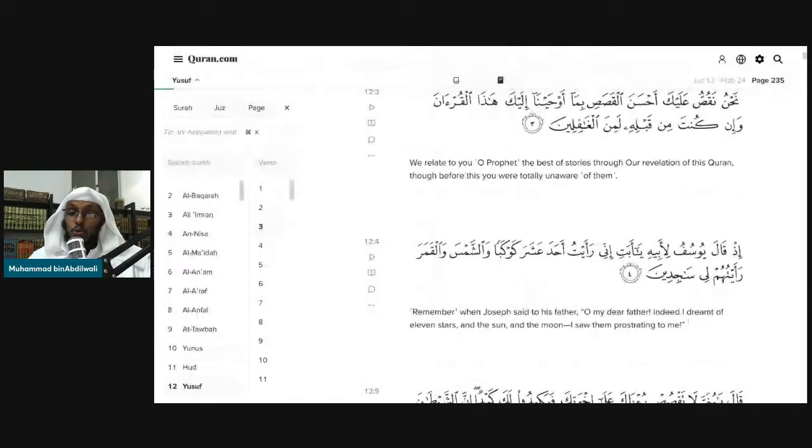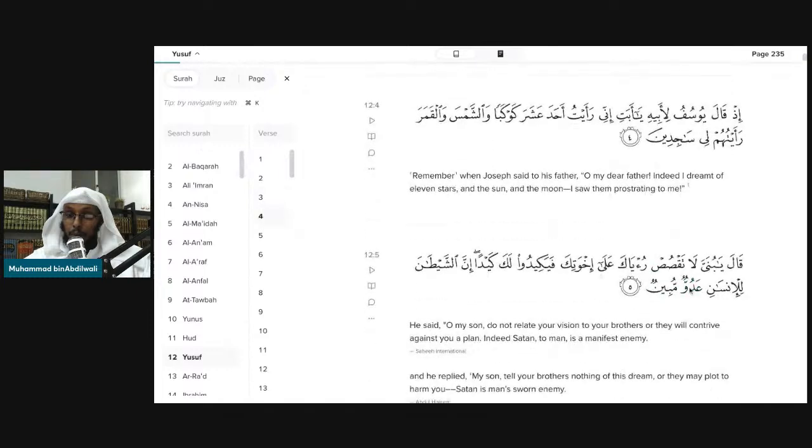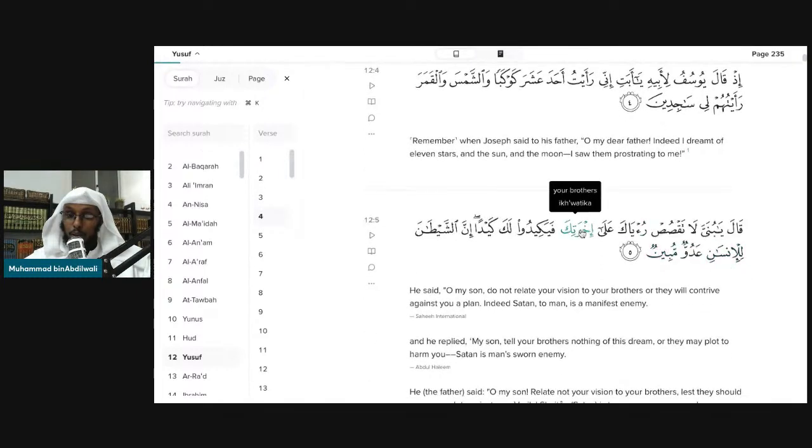إذ قال يوسف لأبيه يا أبت إني رأيت أحد عشر كوكبا. How? رأيت أحد عشر كوكبا, meaning it's easy: I saw eleven stars. قال يوسف لأبيه, meaning Yusuf said to his father. Okay, one minute. Let's find something else a bit more complicated.